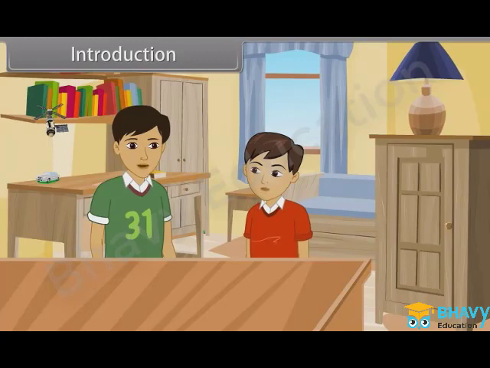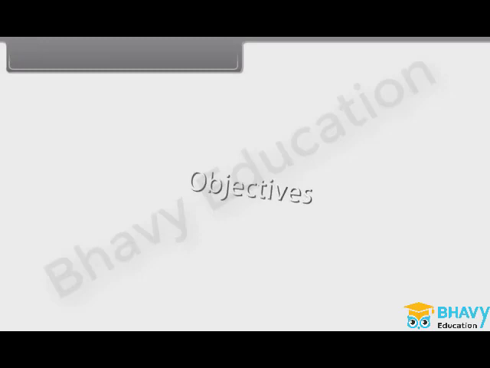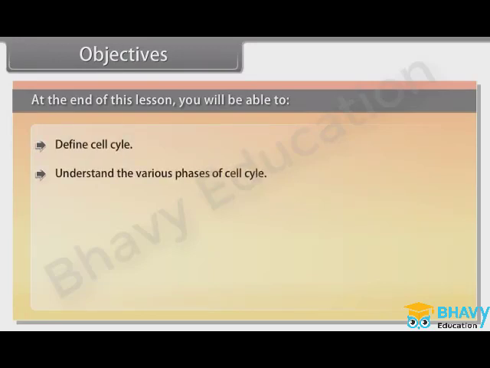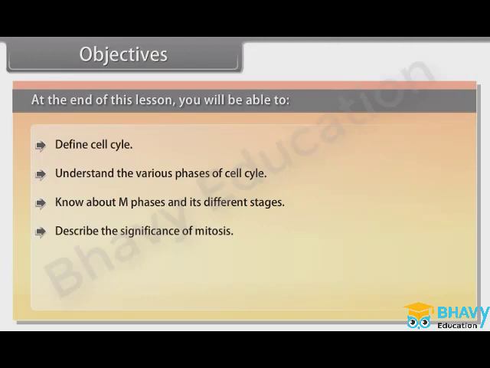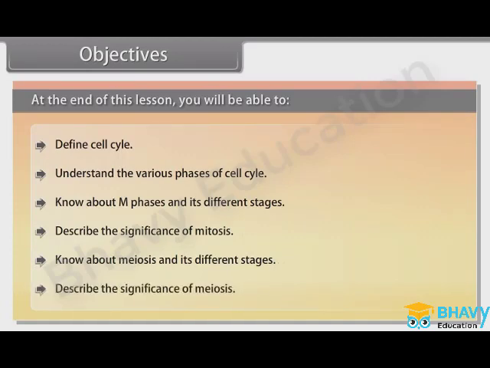Okay, I will tell you about the different phases of cell cycle and cell division. Objectives. At the end of this lesson, you'll be able to define cell cycle, understand the various phases of cell cycle, know about M phases and its different stages, describe the significance of mitosis, know about meiosis and its different stages, and describe the significance of meiosis.